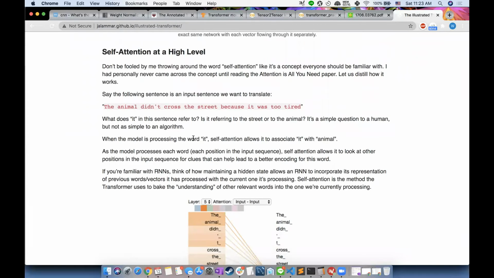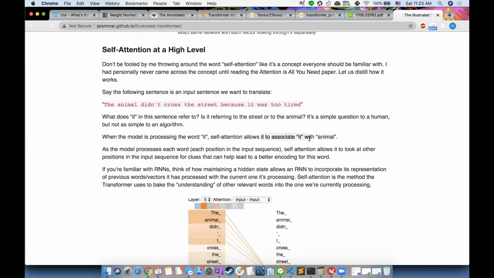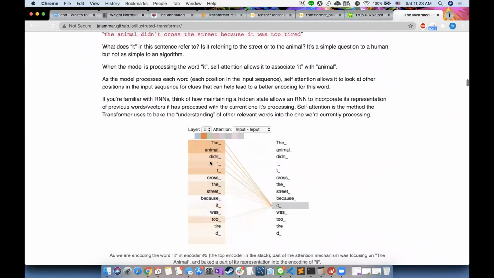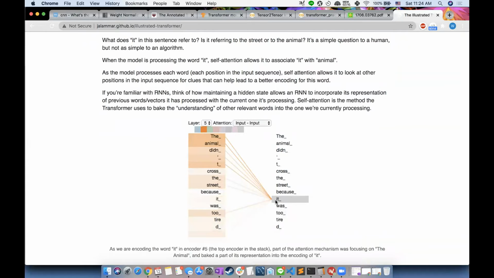When the model is processing the word "it", self-attention allows it to associate "it" with "animal". As the model processes each word, self-attention allows it to look at other positions in the input sequence for clues. What does it mean? Look at this graph. It could be associated with all these words in that sentence. But in the end, we want it to be associated with the animal the most. And look at all these lines.